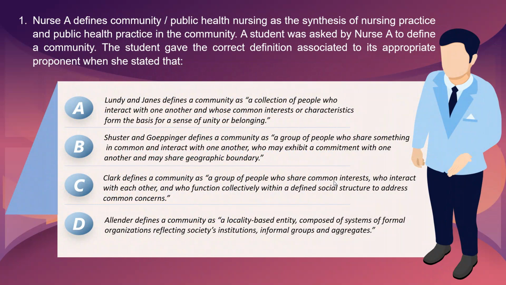Letter B, Schuster and Gopinger defines a community as a group of people who share something in common and interact with one another, who may exhibit a commitment with one another and may share geographic boundary. Letter C, Clark defines a community as a group of people who share common interests, who interact with each other, and who function collectively within a defined social structure to address common concerns. And letter D, Allender defines a community as a locality-based entity composed of systems of formal organizations reflecting society's institutions, informal groups, and aggregates. So here, the question is which of the following is correctly attached to the proponent?